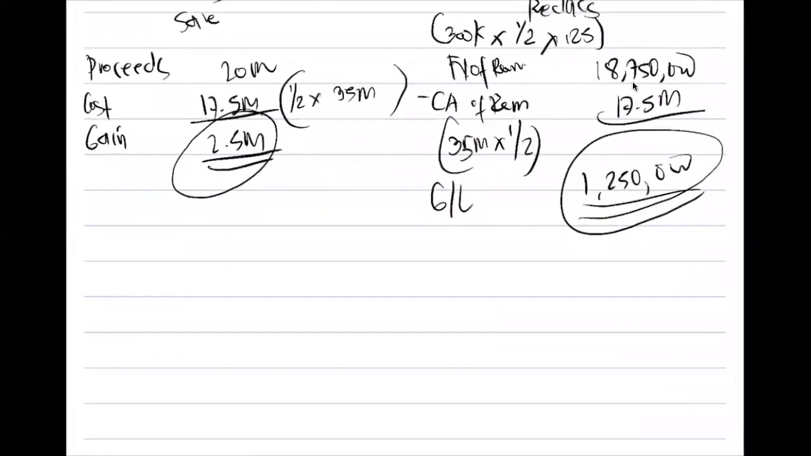So the last topic for our investment in associate is the presentation of our investment in associates. So how do we present your investment in associate? It should be presented as part of your non-current assets.